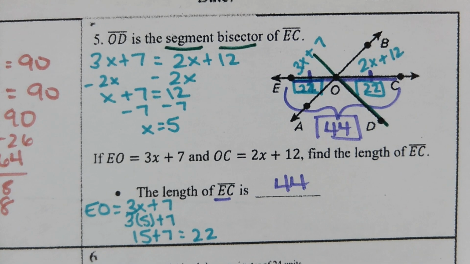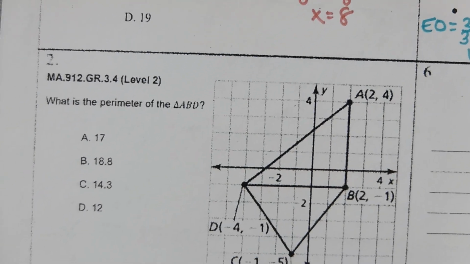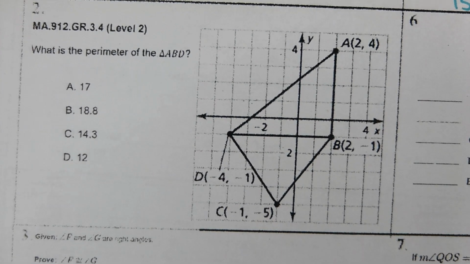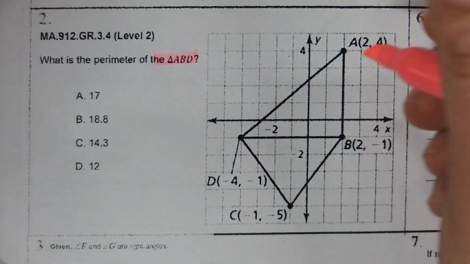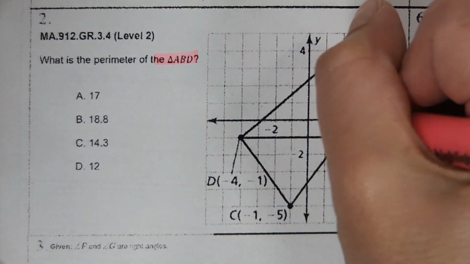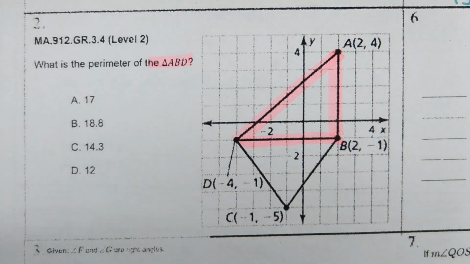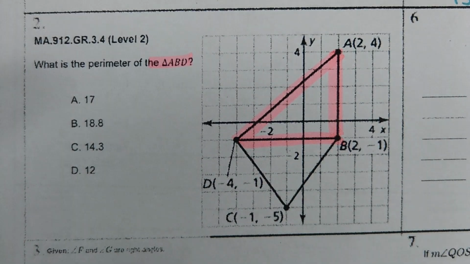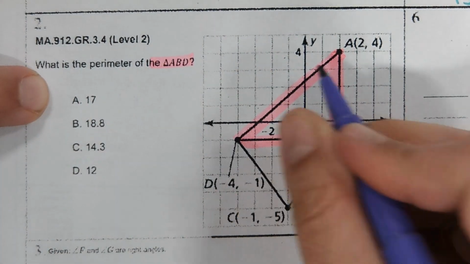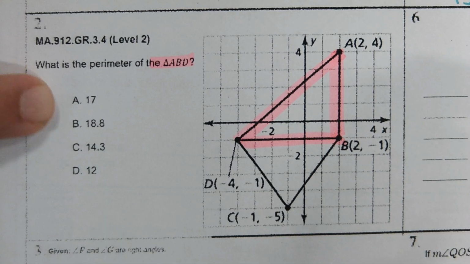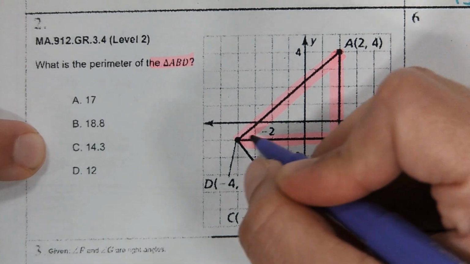Okay, then we're going to go down here. What is the perimeter of triangle ABD? So there's more information than we actually need right here. Triangle ABD is this. So we're trying to find the perimeter of this pink triangle. Perimeter is the length around the shape. So we can find the length of each side.